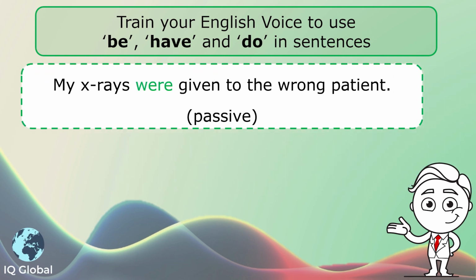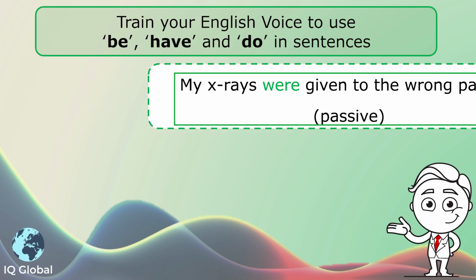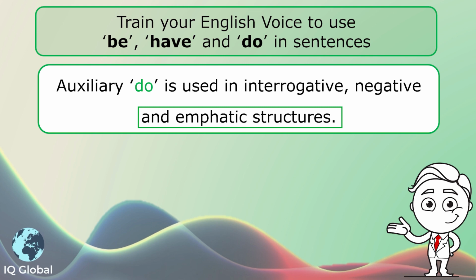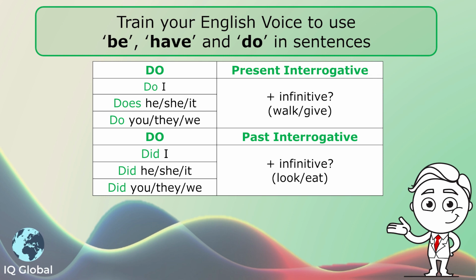Let's look at a sentence example. My x-rays were given to the wrong patient. The auxiliary do is used in interrogative, negative, and emphatic structures. Let's look at the sentence structure of the interrogative.